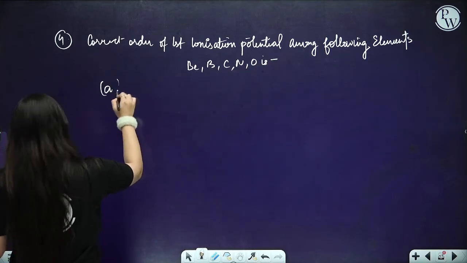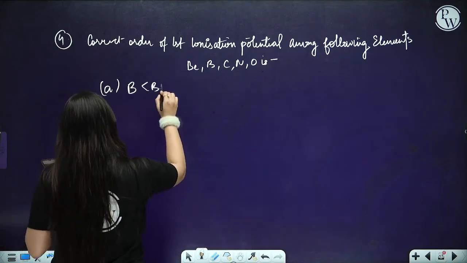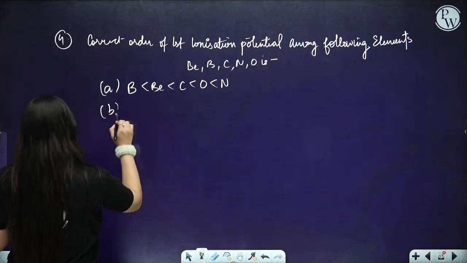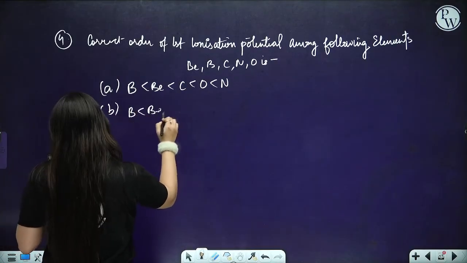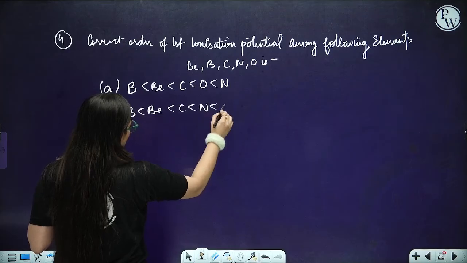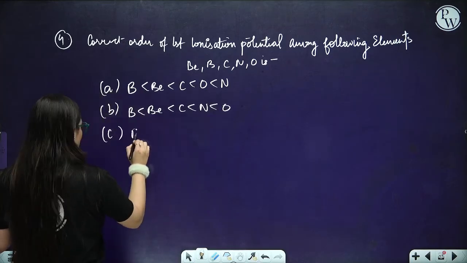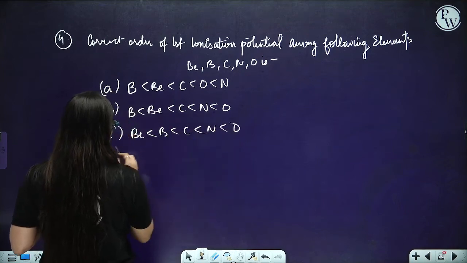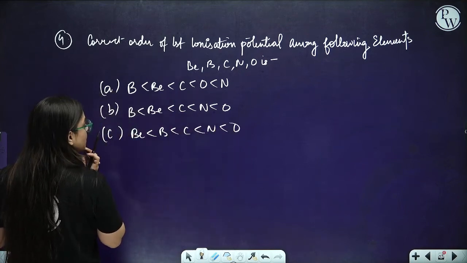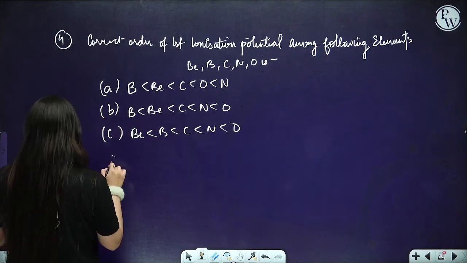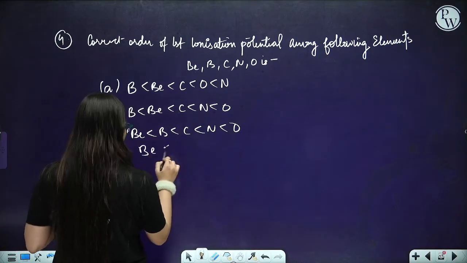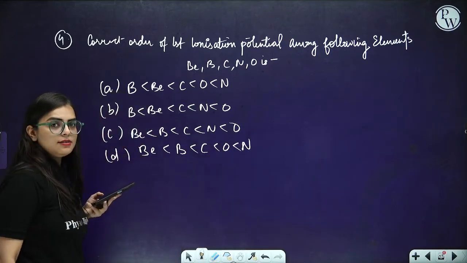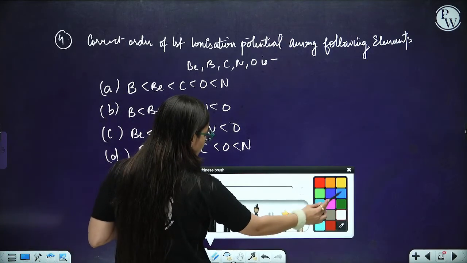A option, boron, beryllium, carbon, oxygen and nitrogen. B option is boron, beryllium, carbon, nitrogen and oxygen. C is beryllium, boron, carbon, nitrogen, oxygen. And D option is beryllium, boron, carbon, oxygen and then nitrogen. Yes, now writing the 5th question for you all.